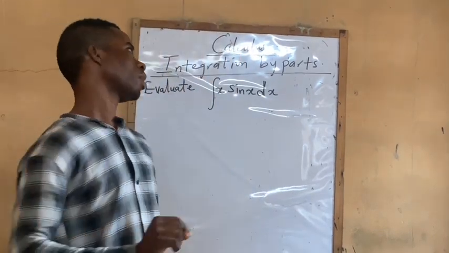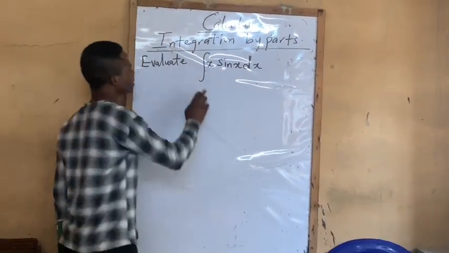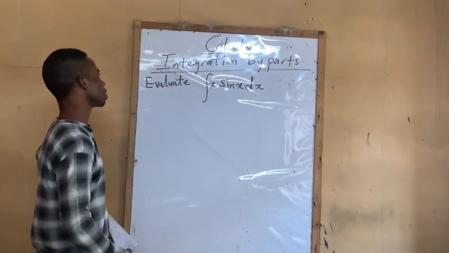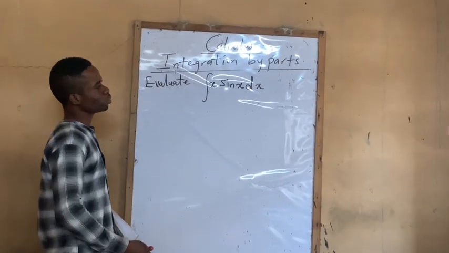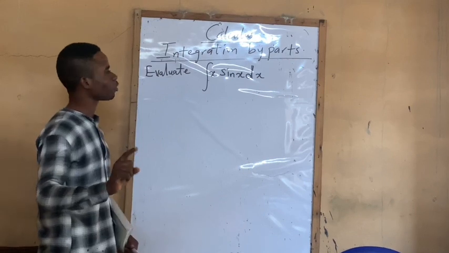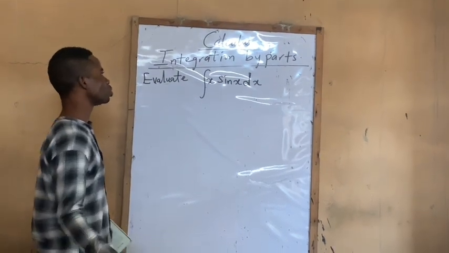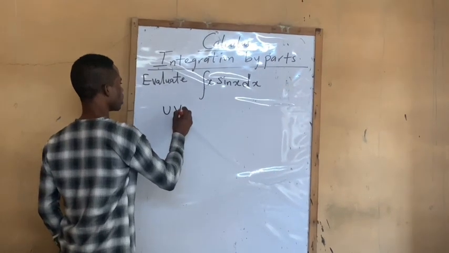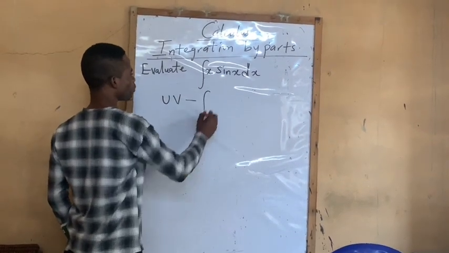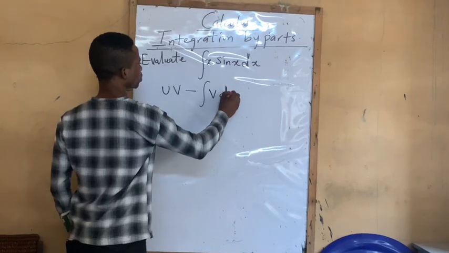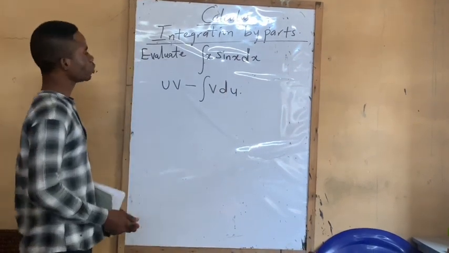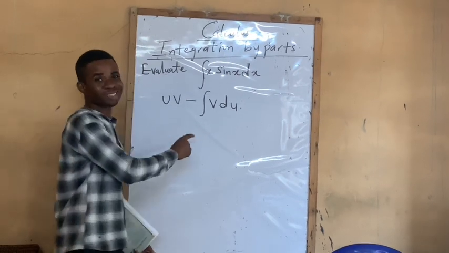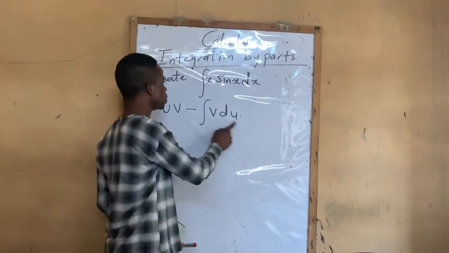Now today, we want to talk about integration by parts. When I say integration by parts, the first thing we have to notice is the formula. What do we use? We use integration by parts: uv minus integral of v du. This is the formula we use for integration by parts.